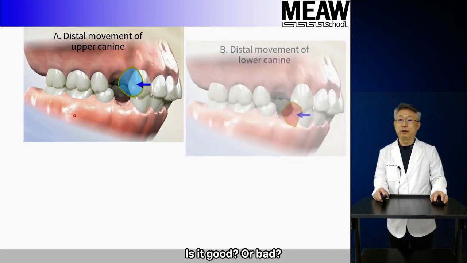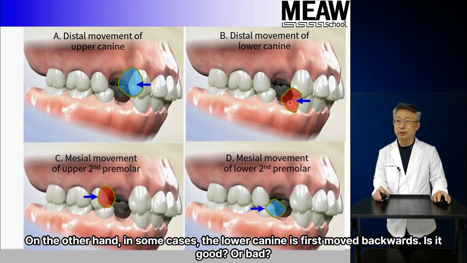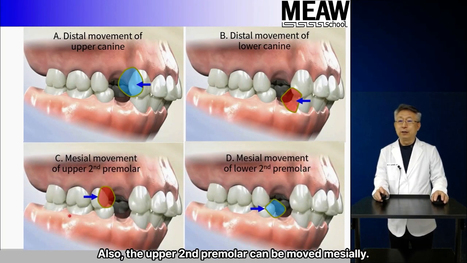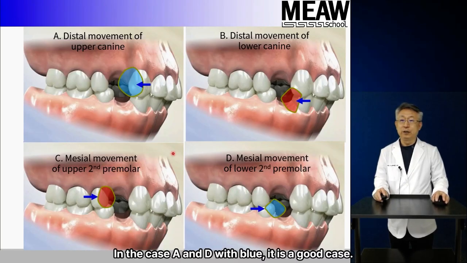Is it good or bad? On the other hand, in some cases, the lower canine is first moved backwards. Is it good or bad? Also, the upper second premolar can be moved mesially. In some cases, the lower second premolar can be moved mesially. In cases A and D with blue, it is a good case.